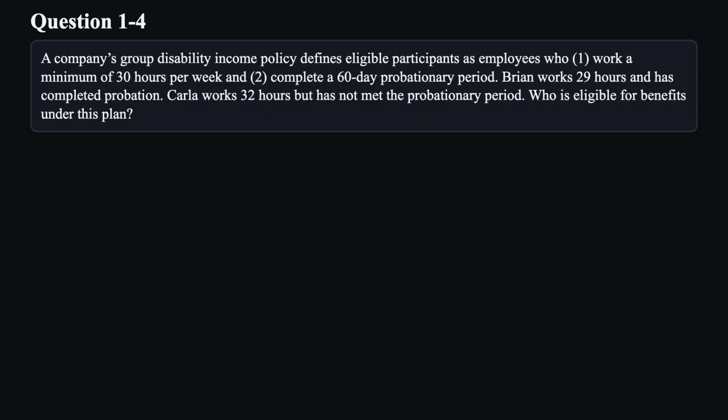Question 4. A company's group disability income policy defines eligible participants as employees who, 1, work a minimum of 30 hours per week and 2, complete a 60-day probationary period. Brian works 29 hours and has completed probation. Carla works 32 hours but has not met the probationary period. Who is eligible for benefits under this plan?